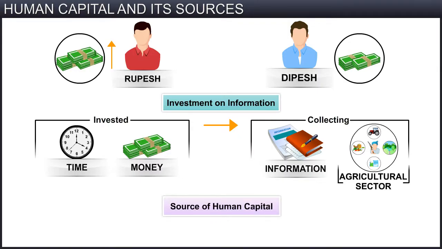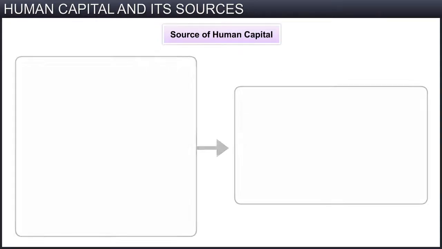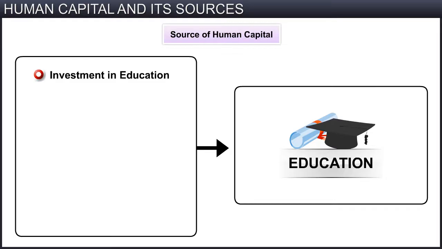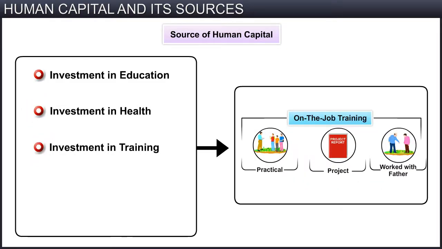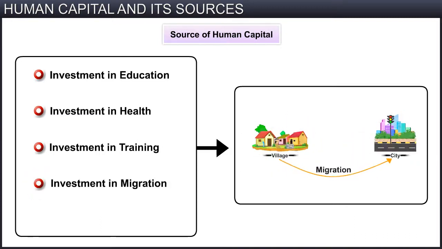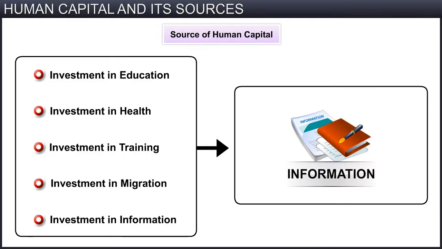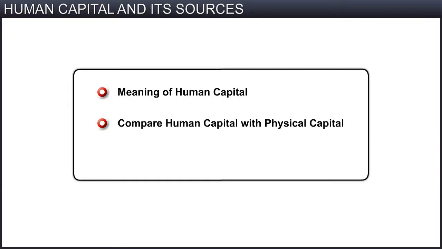In this way, we have identified the various sources of human capital as investment in education, investment in health, investment in training, investment in migration, investment in information. With this, we have completed this module. We studied here the meaning of human capital. We compared it with physical capital, and in the end, we also identified the various sources of human capital.